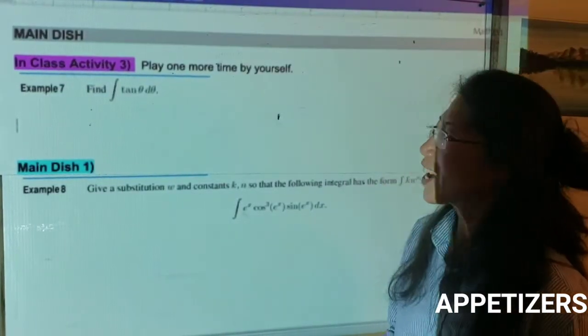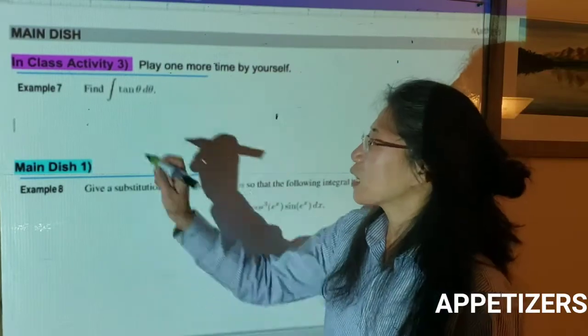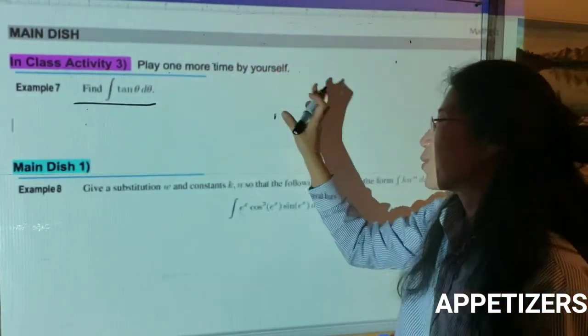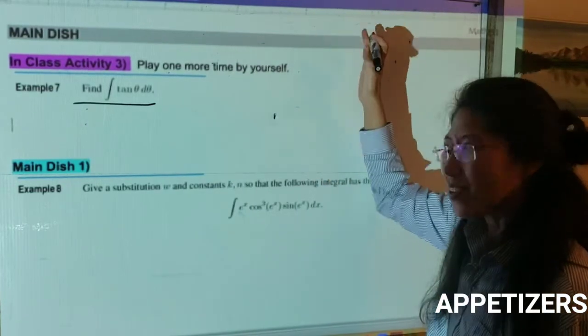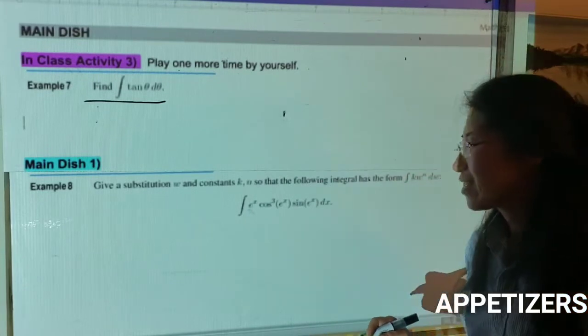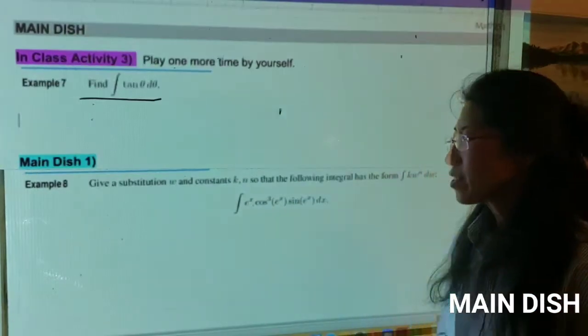Why were you surprised to see the same question again in the in-class activities? I want you, without looking at mine, to think one more time about whether you can do it, then look at the answer and see. You can totally do this one. I know since you just saw it a second ago, I'm sure you can all do it. Okay, class, so let's look at main dish 1.